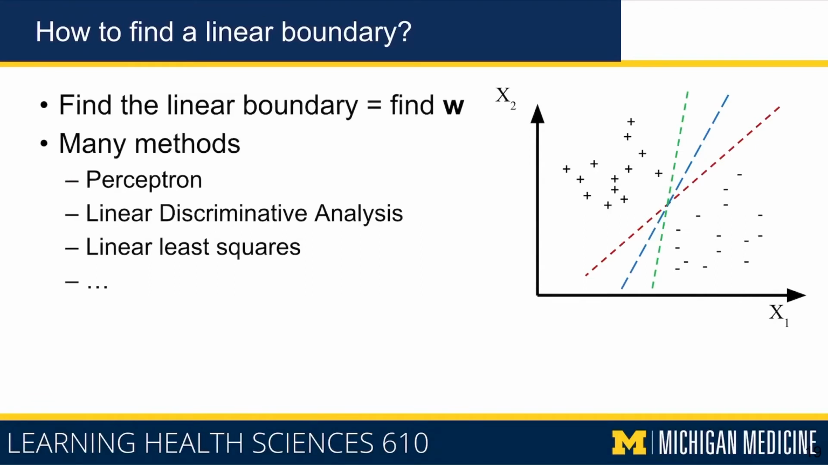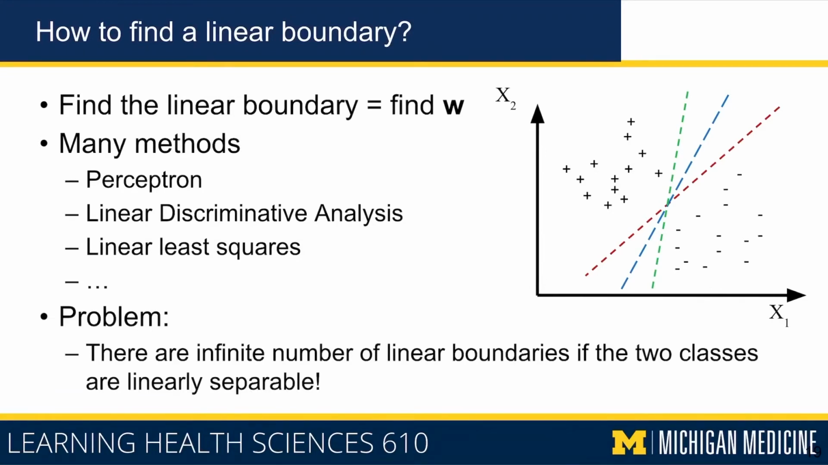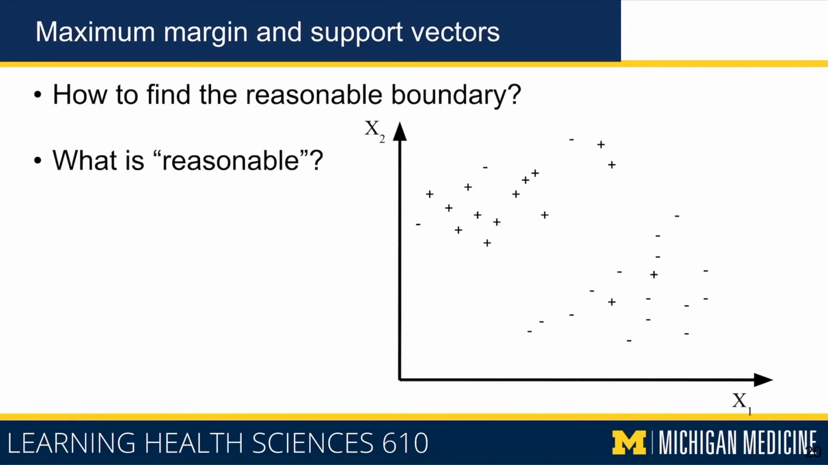And then the question is, which one of these is better? Even though we know that lines are probably better than the funny little shapes you could create, there can be infinitely many lines if the data is linearly separable. So if classes are linearly separable, then there exist an infinite number of lines that can separate them, and you can learn any one of these. Different methods might give you different approaches. So the question becomes, which of these lines is the best line? How do you find a reasonable boundary?